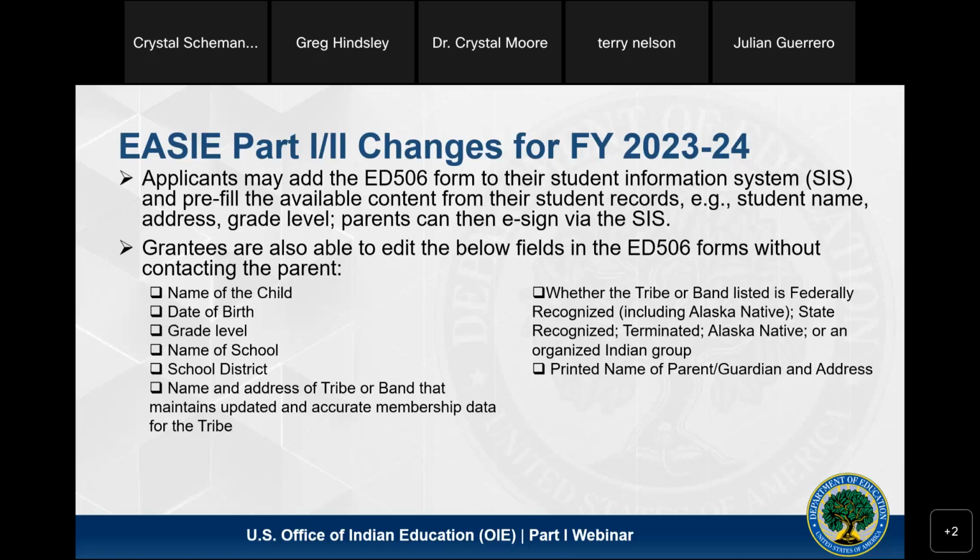The second change for FY 23-24: grantees are also able to edit the fields included below in the ED 506 without contacting the parent. Name of child, date of birth. So this is all basically demographic data that is standard information. And note, it's not tribal membership numbers or proof of tribal membership or proof of eligibility for the Title VI program. So name of child, date of birth, grade level, name of school, school district, and then maybe a name or address of the tribe, and whether that tribe is federally recognized. Since the name of the tribe and whether their recognition status is publicly available, we have allowed that. And then the printed name of the parent or guardian. Of course, the parent or guardian must sign the form, even if it's an allowable electronic signature.